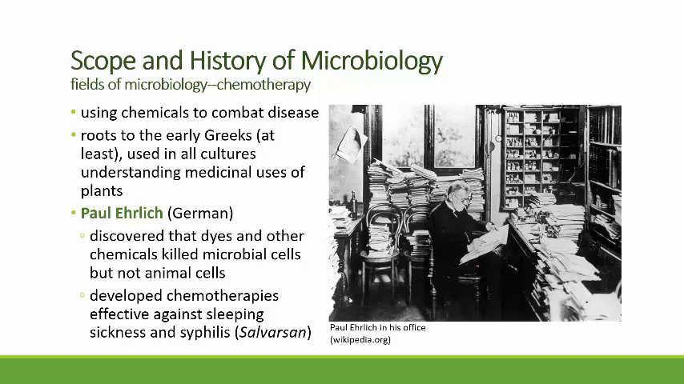One of the big fathers of the production of chemotherapy treatments is Paul Ehrlich. Ehrlich was a German, and he discovered that dyes and other chemicals could be used to kill microbial cells, but not the animal cells that were hosting the microbes. And he was able to develop a number of chemotherapies that were effective against sleeping sickness and syphilis. The chemotherapy for syphilis is called Salvarsan. And I love that picture of Ehrlich in his office. You can tell he was a busy man. He is a big name in early chemotherapeutic work.